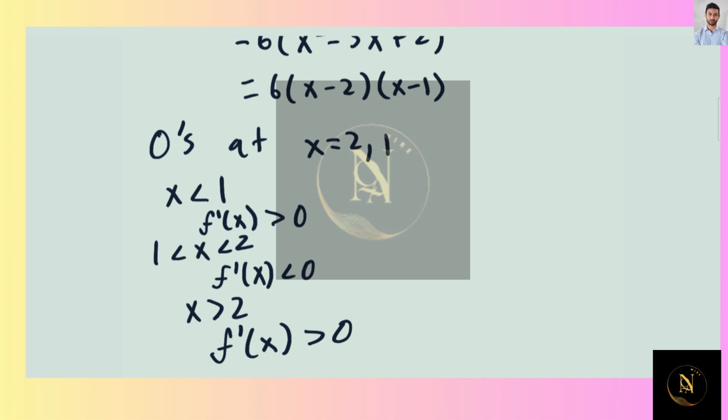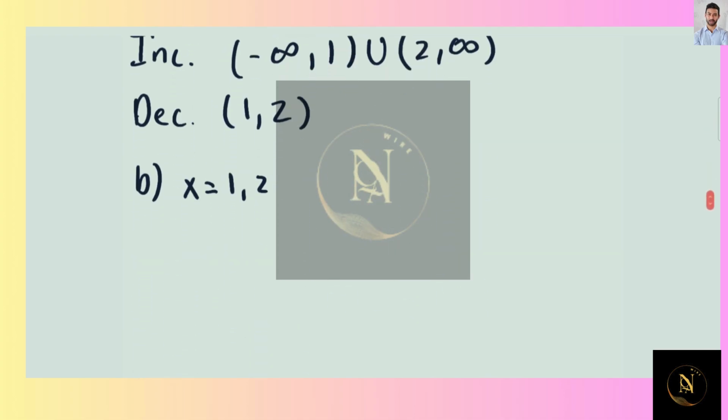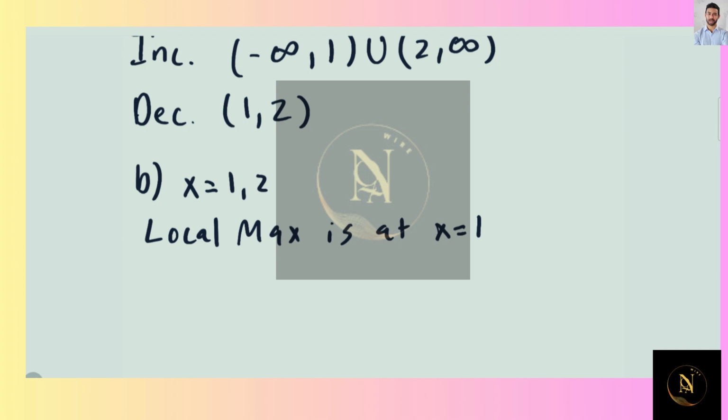So if we look at values of x that are less than 1, our derivative is positive. And then for values of x that are greater than 1 but less than 2, our derivative is negative. So we're going from an increasing slope to a decreasing slope, which means that at x is equal to 1, we have a local maximum. Whenever we have a 0 at a point and we go from increasing to decreasing, we have a maximum, if that 0 is a 0 of the derivative of our function f of x. So the local max is at x is equal to 1.